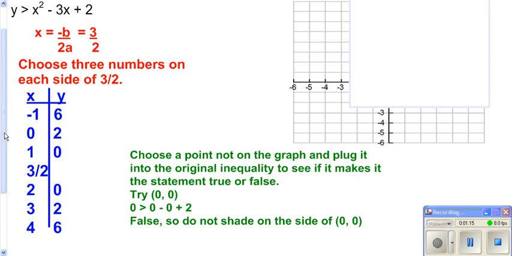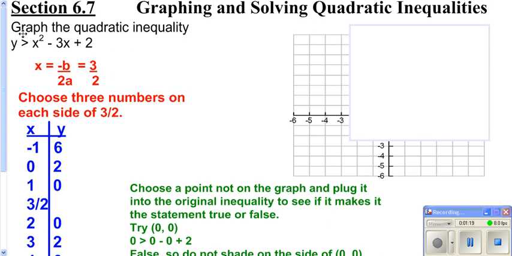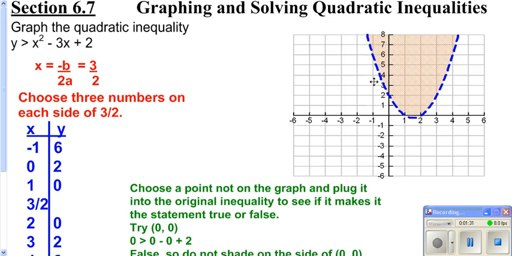Then we'll have to decide, do we shade inside or outside? Also, since this is just a greater than, not a greater than or equal to, we're not going to graph with a solid curve because there's no equal to here. It's just a greater than. So we're going to have to go ahead and graph with a dotted curve. Now, in this case, I have shaded on the inside, but let's see why.